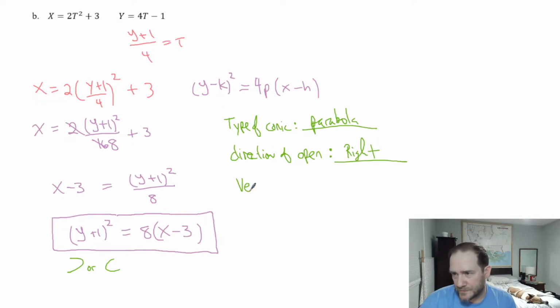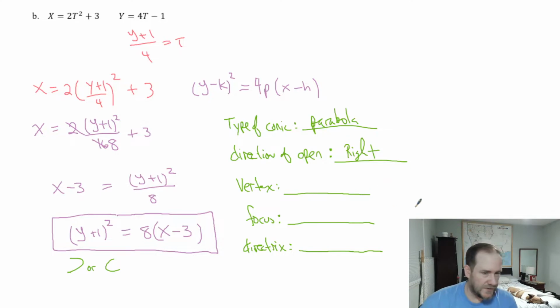So next I'd ask, where's the vertex? And I'm going to ask right now, where's the focus and where's the directrix? But I won't ask for those on the quiz. Cat's out of the bag, I'm not asking. But just because, let's just see who remembers how to do it. The vertex for sure you should be able to give me. It's +3, -1.